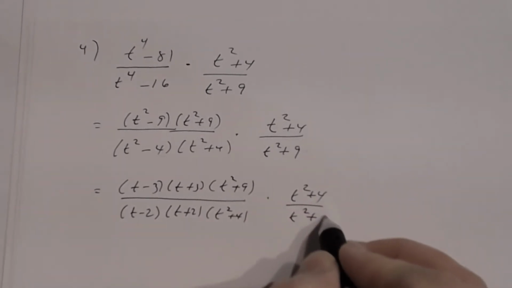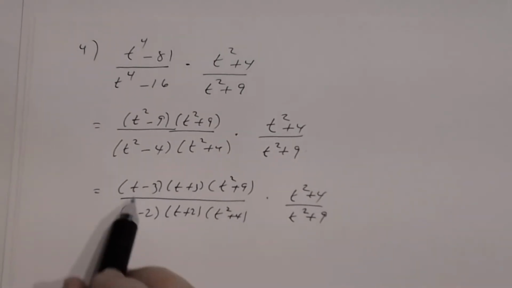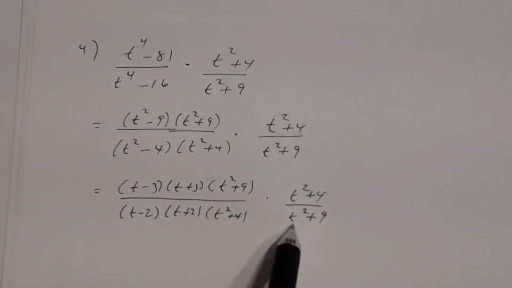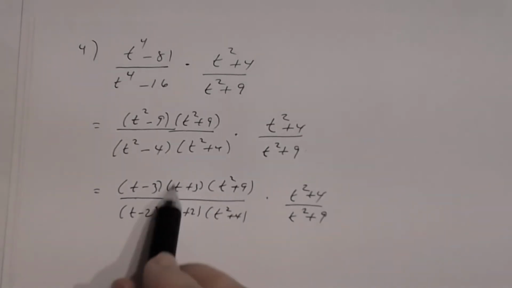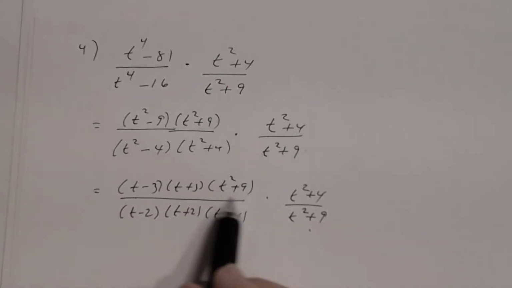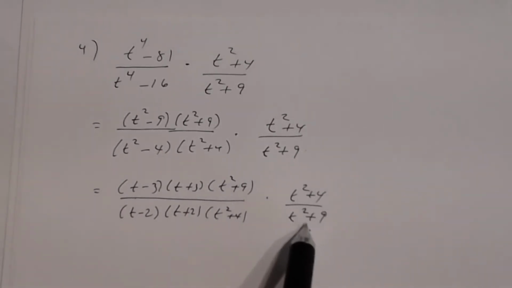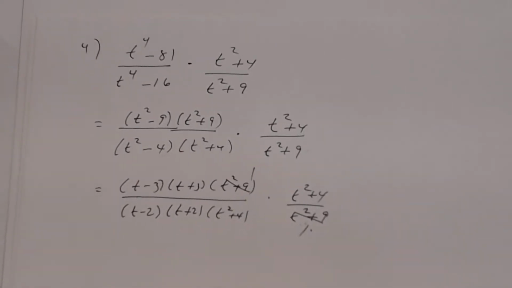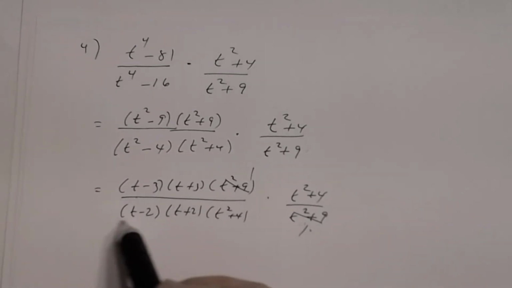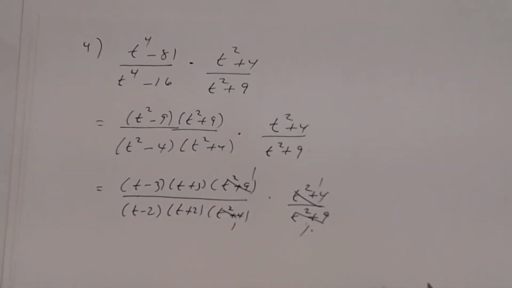Now once you factor, the next step is to simplify. So my first factor is a t minus 3. Is there a t minus 3 occurring as a factor in the denominator? No. My next factor is t plus 3. Is there a t plus 3 in the denominator? Nope. The next factor is a t squared plus 9. Is there a t squared plus 9 in the denominator? Yep, right here. So those divide out. You'll have factors of 1. The next factor is a t squared plus 4. Is there a t squared plus 4 occurring in the denominator? Yep, right here. So those divide out. You'll have factors of 1.